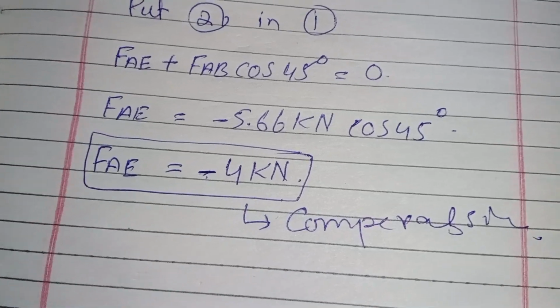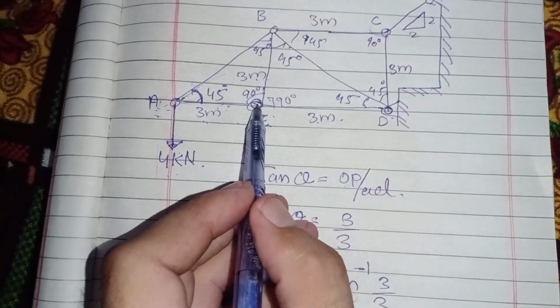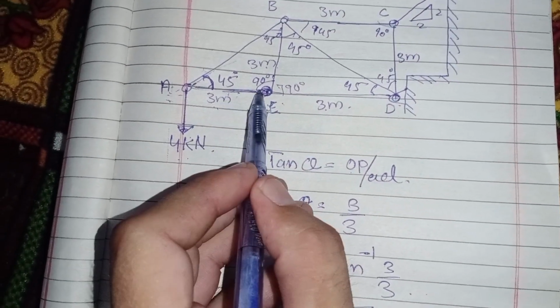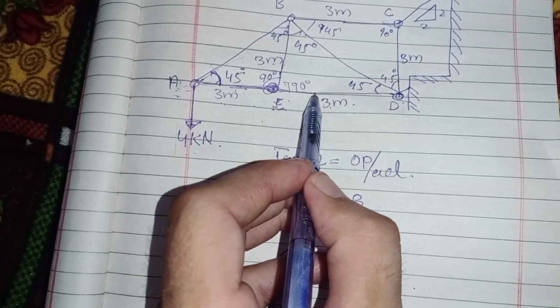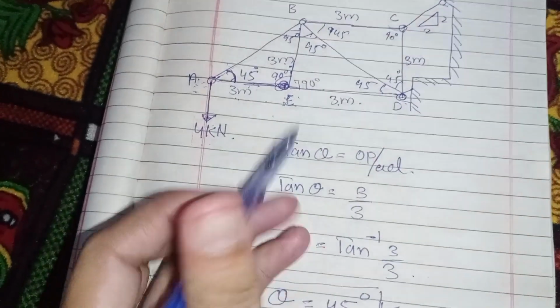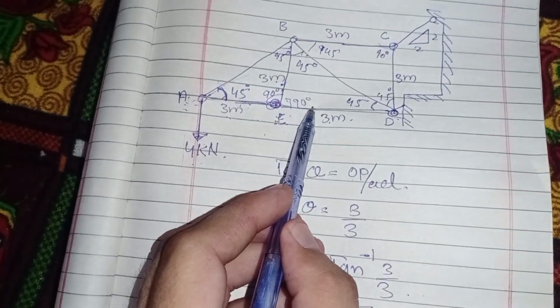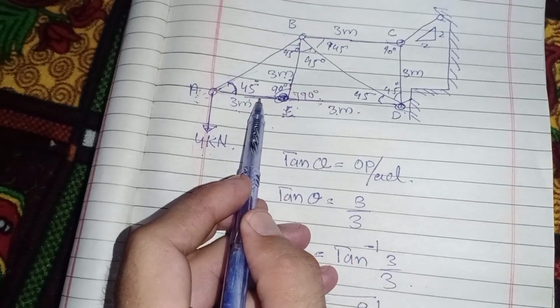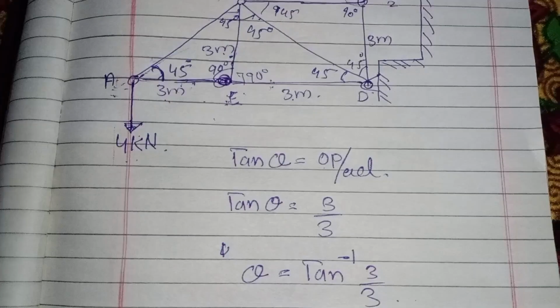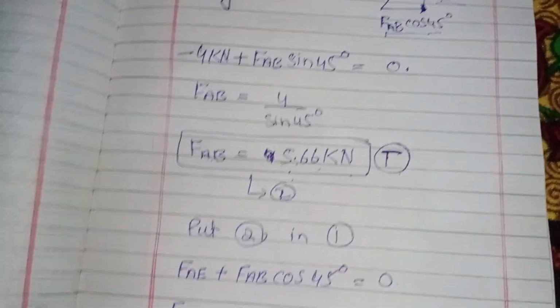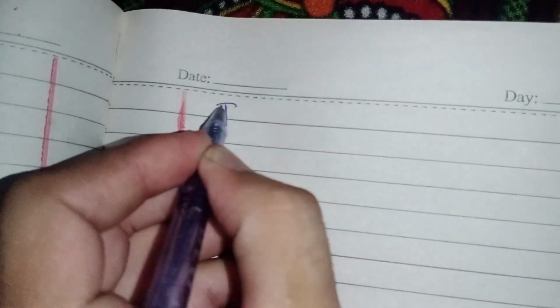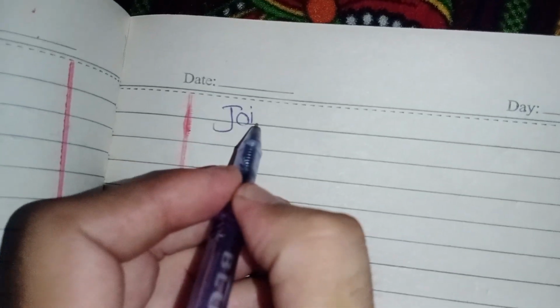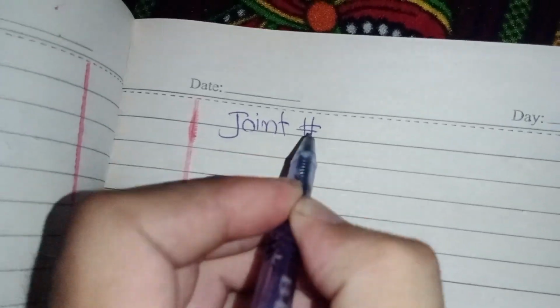Okay, now we analyze joint E because there is one known force and two unknown forces. One is this, one is this. There are two unknown forces of the members and one known force of the member. Okay, so I take joint E.